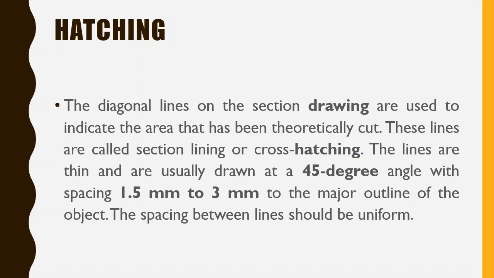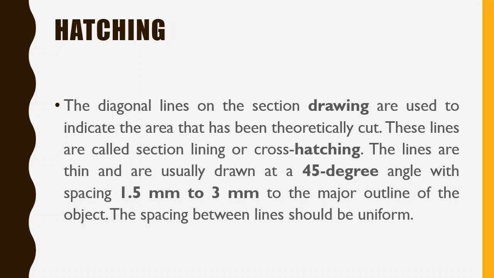And then we go for hatching. So what is meant by hatching? Hatching is nothing but the diagonal lines on the section drawing. In the previous diagram we may all have seen the hatched lines, that is, with the help of the cutting plane, the parts that have been cut by the cutting plane are viewed through hatched lines. As I informed you previously, in a section drawing we use it to indicate the area that has been theoretically cut, and that is called hatching. Here you are introducing the section lining, and that section lining is called cross hatching.